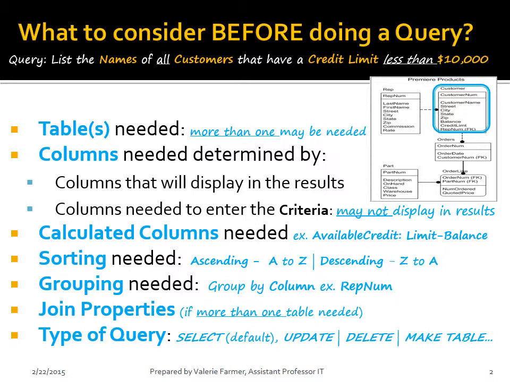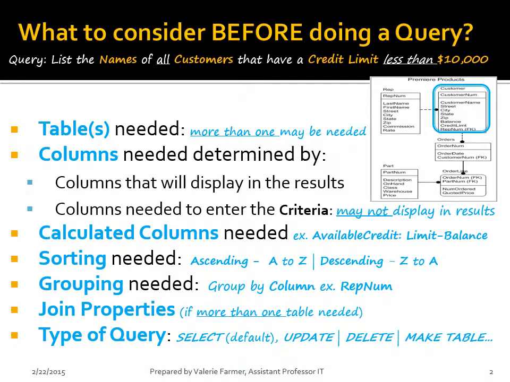Columns needed to enter the criteria. Well, in order to find the customers that have a credit limit less than $10,000, we're going to have to include the credit limit column in our query so that we can limit the records based on the value in that column. Calculated columns needed. Our query does not need any calculated columns.